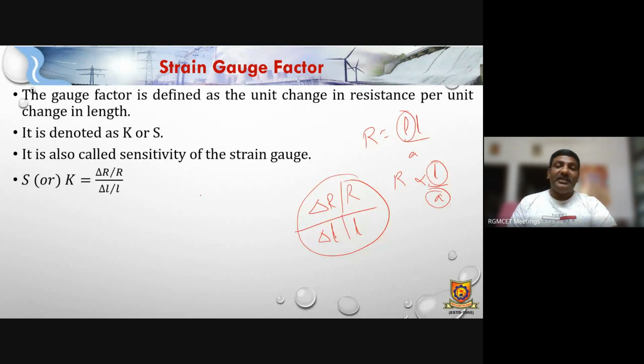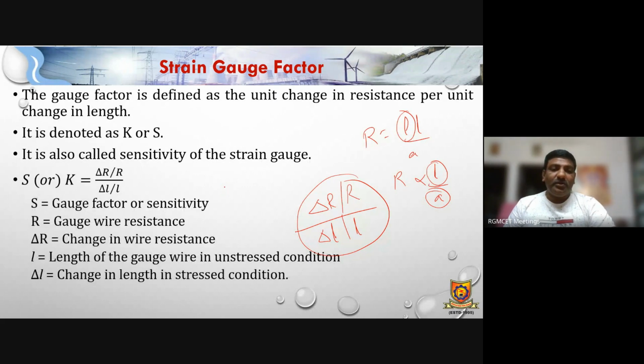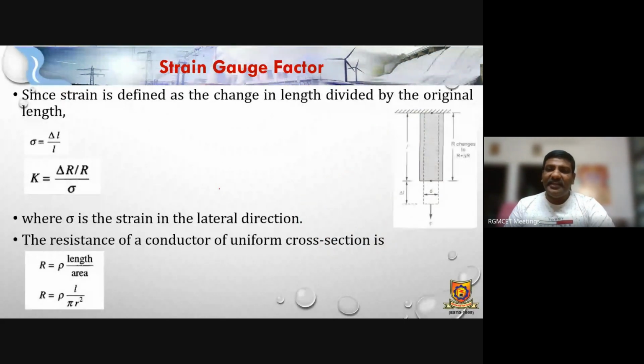So with the strain gauge we are going to calculate the strain value or strain gauge factor value. It can be denoted as S or K, that is delta R by R divided by delta L by L. So this is the gauge factor or gauge sensitivity, as we can call it. Now, for the change in length, there is a derivation.